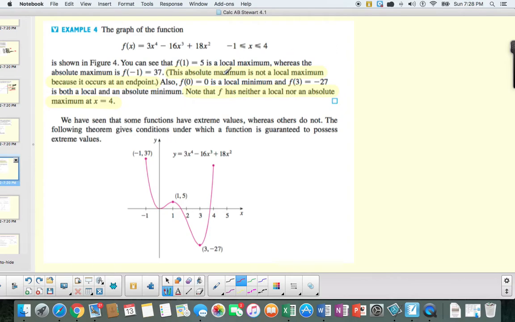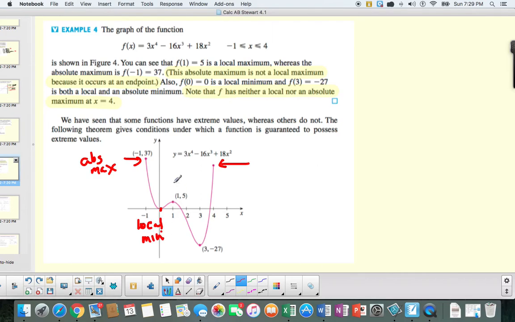An absolute maximum, remember, is not a local max if it occurs at an endpoint. So this point right here is not called a local max. In order to be local, you have to be in an interval, and since it's at an endpoint, it's not. Now this point right here is an absolute max. Absolute max may occur at the endpoints. This point right here is a local min.